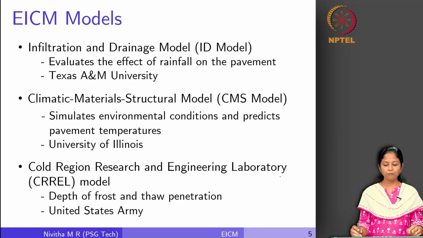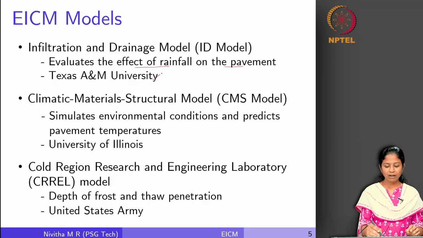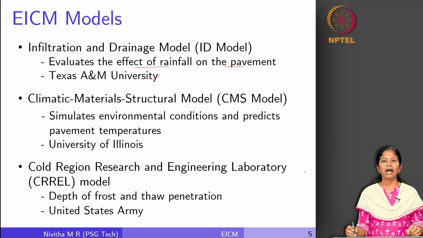The first one is the infiltration and drainage model. It basically evaluates the effect of rainfall on the pavement, right. So this was developed at Texas A&M University. Similarly, the climatic materials and structures model, which we call a CMS model, it simulates environmental conditions and predicts pavement temperature. So we said that we have air temperature and other parameters, depending on that the pavement temperature is going to vary. So to what degree the pavement temperature varies, that is predicted by the CMS model. It was developed at University of Illinois.